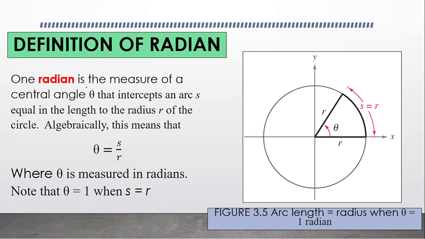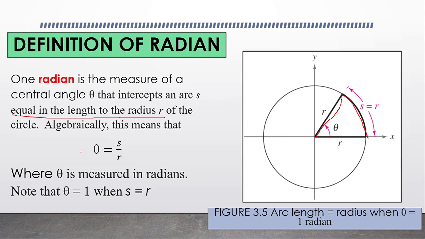One radian is the measure of a central angle. So theta is equal to 1 radian. This is our central angle. The intercept of a central angle is an arc. So our arc, which is letter S, is equal in length to the radius. This means they have the same length as the radius.